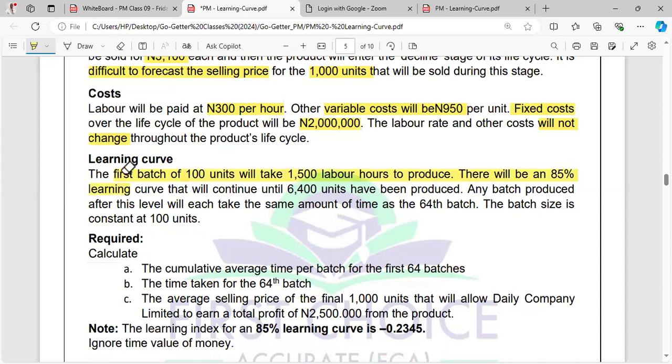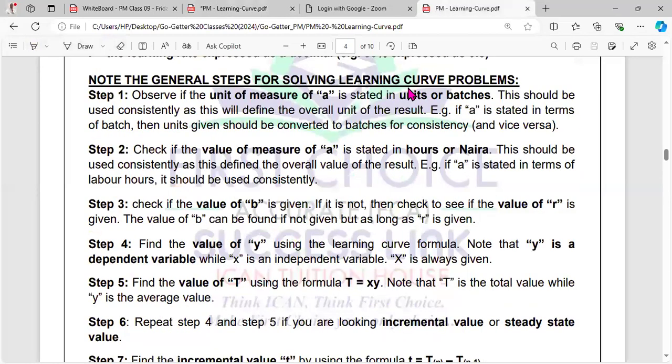Hold on a minute. This is becoming interesting. I'll hold this now. Now let's go to the rules again. Observe if the unit of measure of A is in units or in batches. Anywhere you see the word first, the next thing that comes after the word first is the unit of measure. Anything after the word first is the unit of measure.